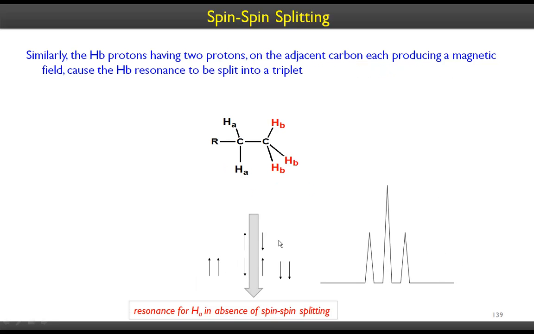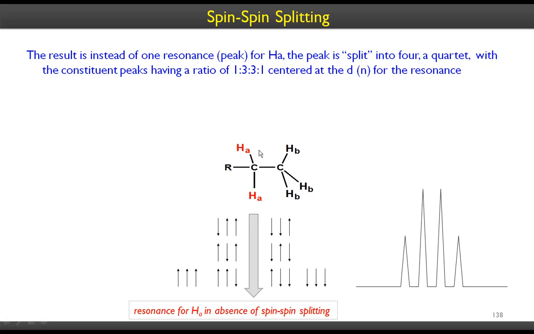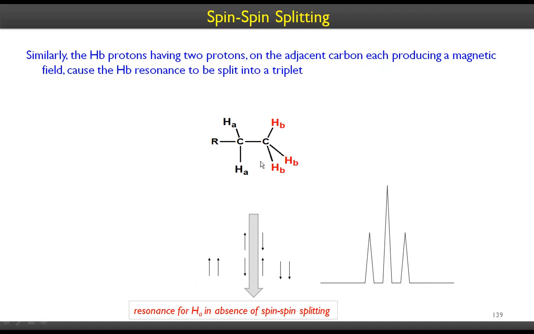So this is again another example. This is the same molecule. Now we will consider the effect of these hydrogens, HA and HB. Okay. So we have 3 HBs that are chemically equivalent. So they should have come as a singlet.